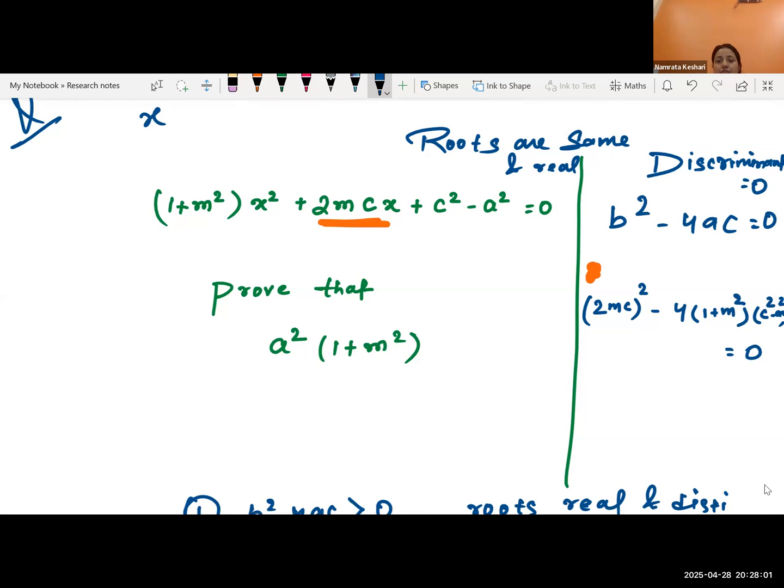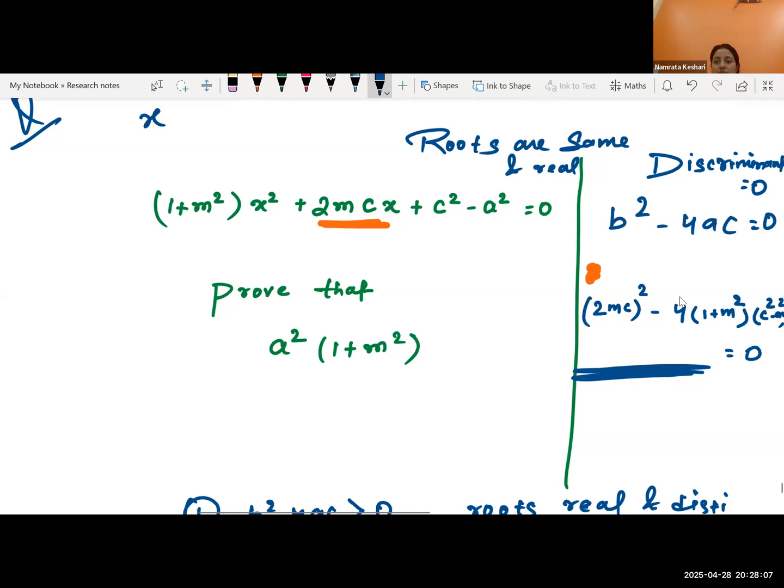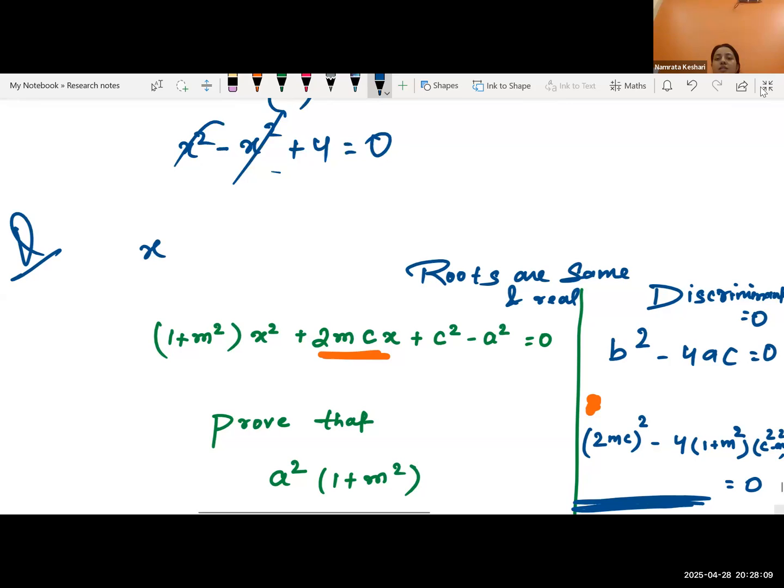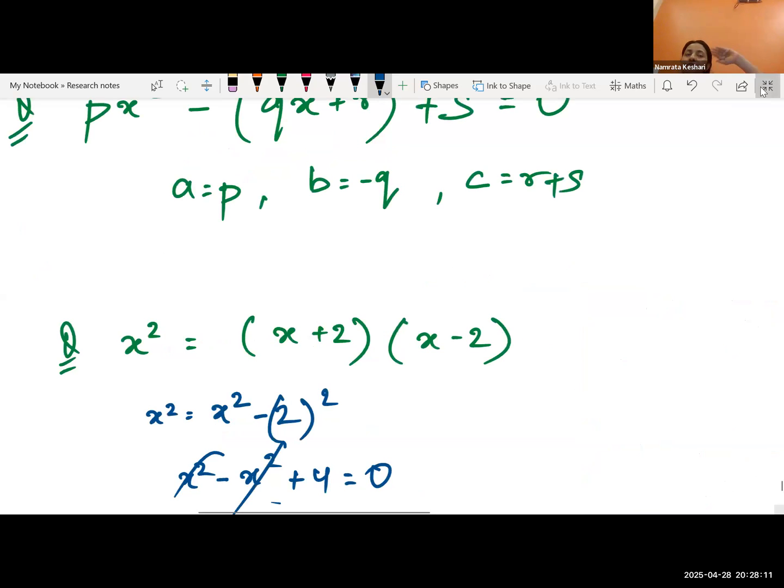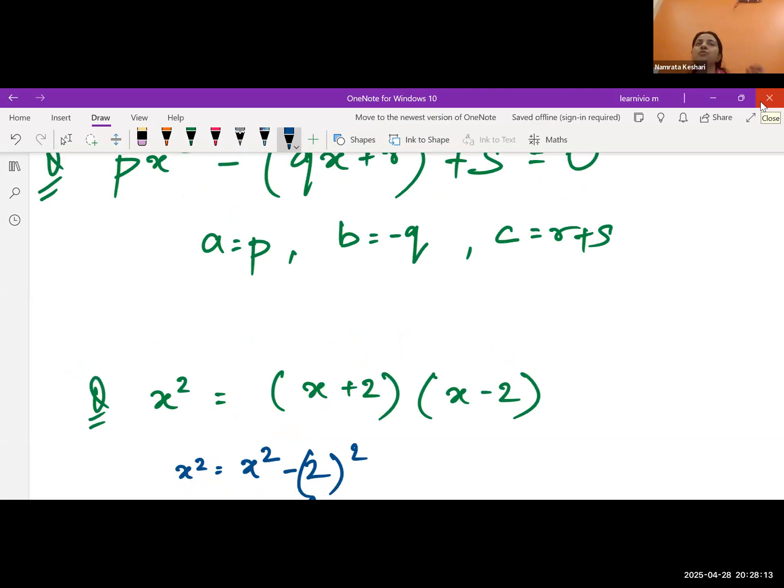From here only you will end up getting the proof, but I feel that I need to discuss this concept in detail. I will be taking this concept in detail. You just try b square minus 4ac is equal to 0. Just put the values of a, b, c, and automatically you will end up getting the proof.